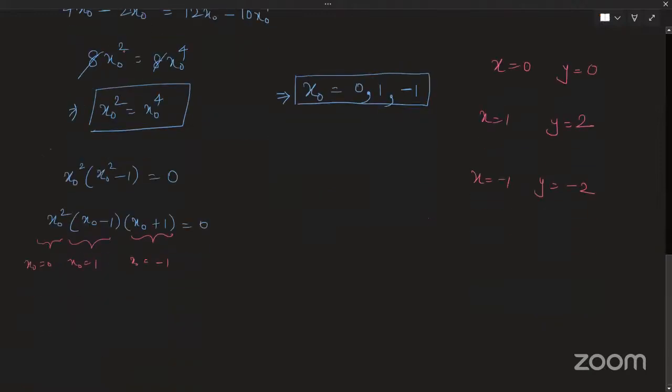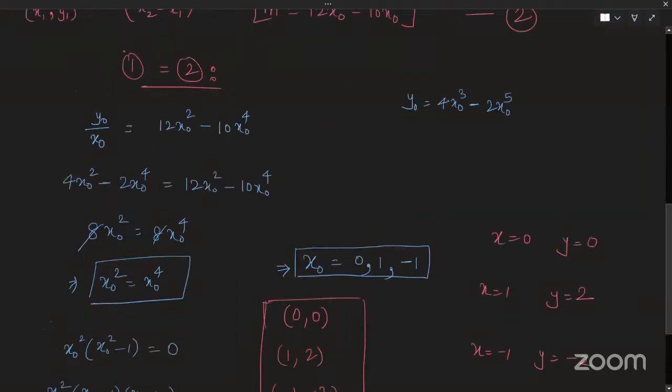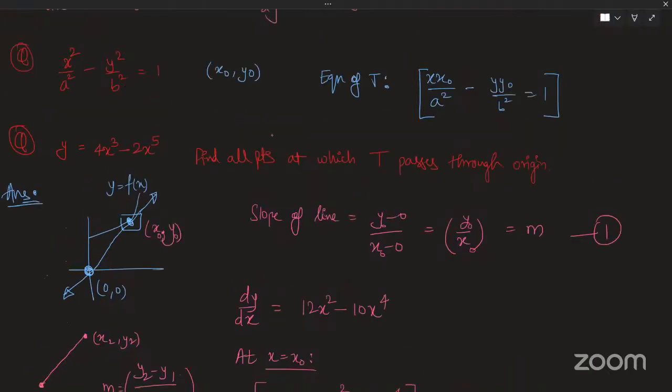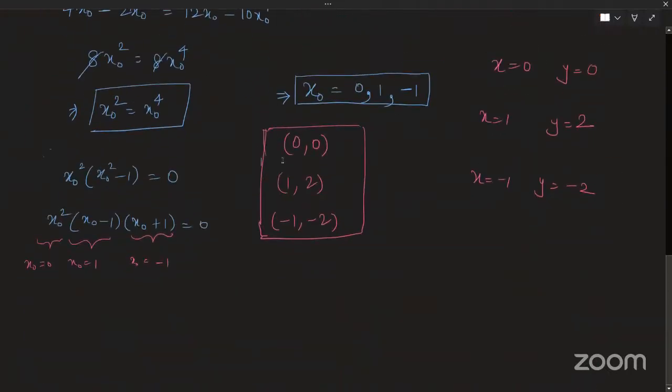So I have got 3 points. The first point is 0, 0. The second point is 1, 2. And the third point is minus 1, minus 2. So basically the answer is that on this curve, y is equal to 4x cube minus 2x raised to 5, these are the 3 points. If I pull out the tangent on any of these 3 points, the tangent will pass through the origin. This is what the question was trying to ask.